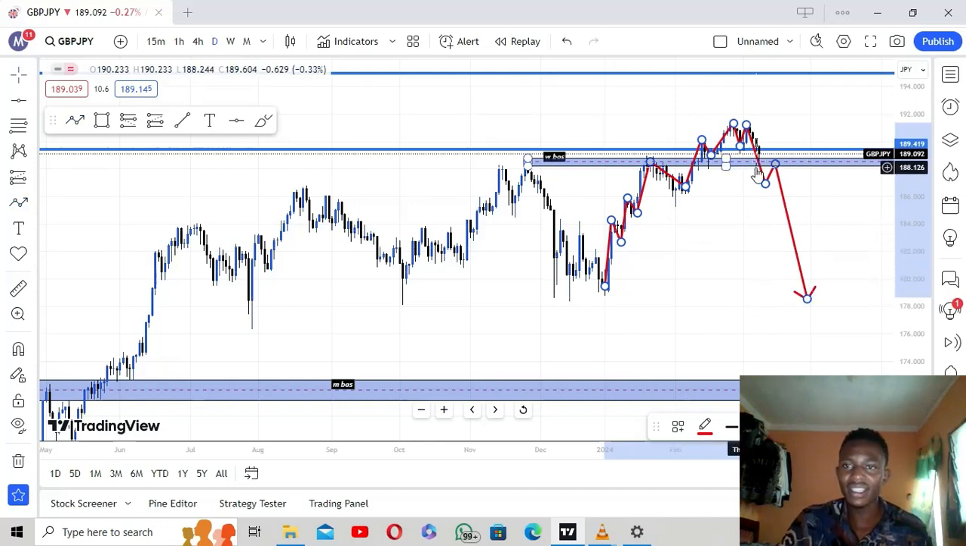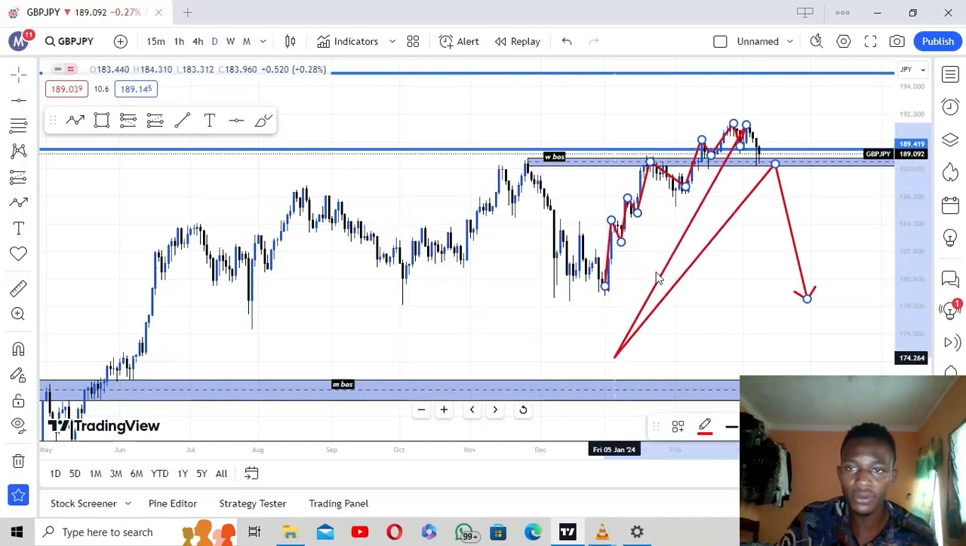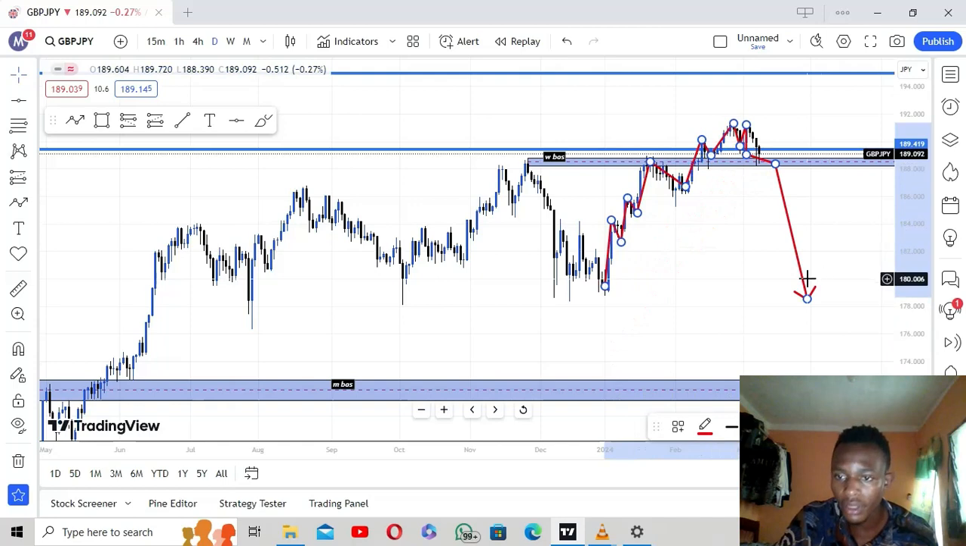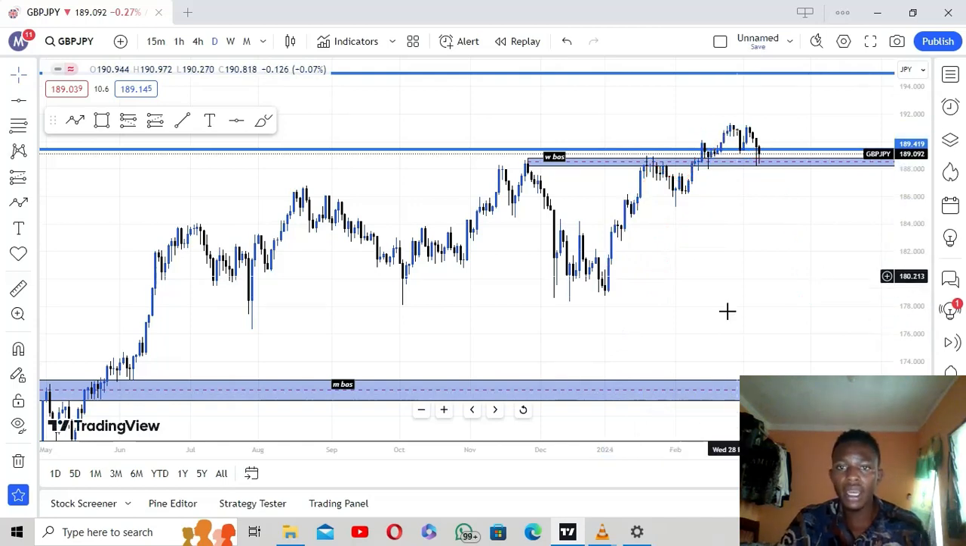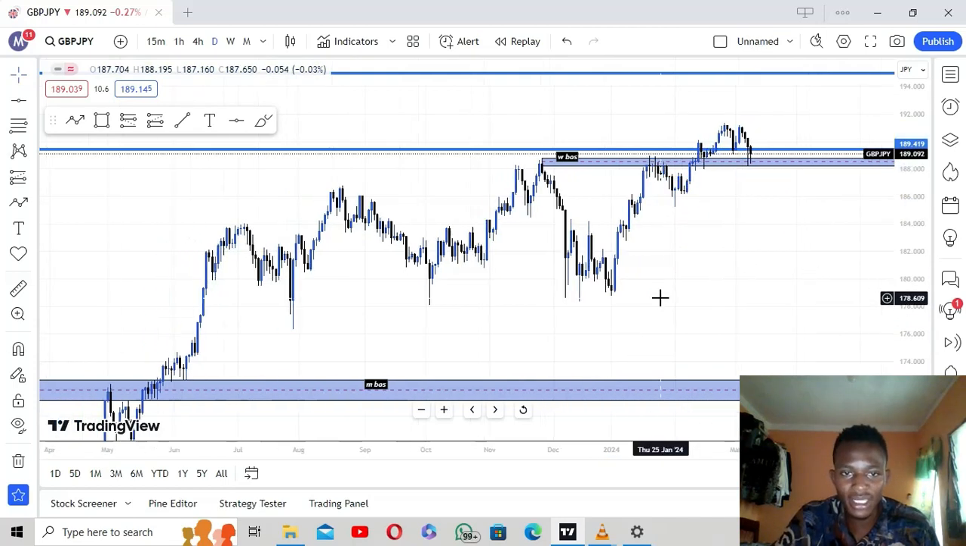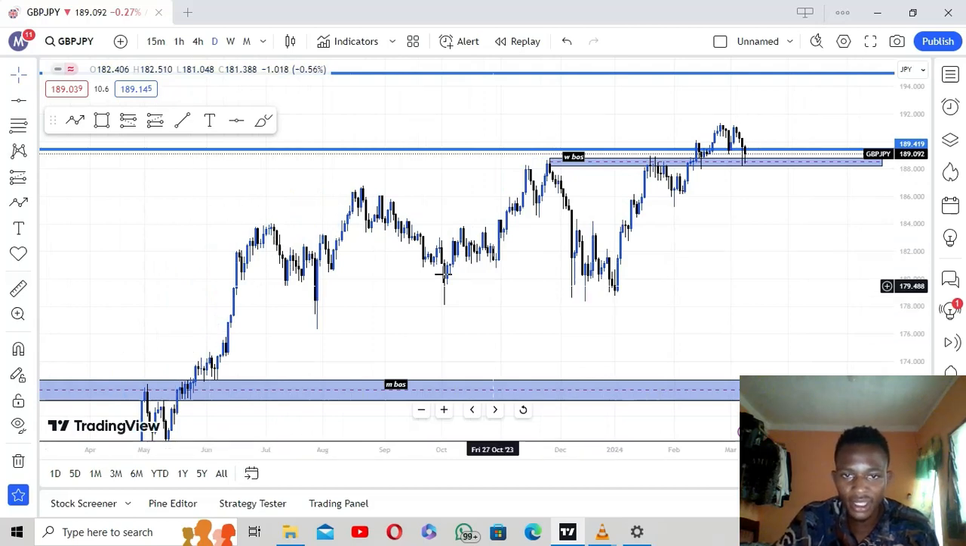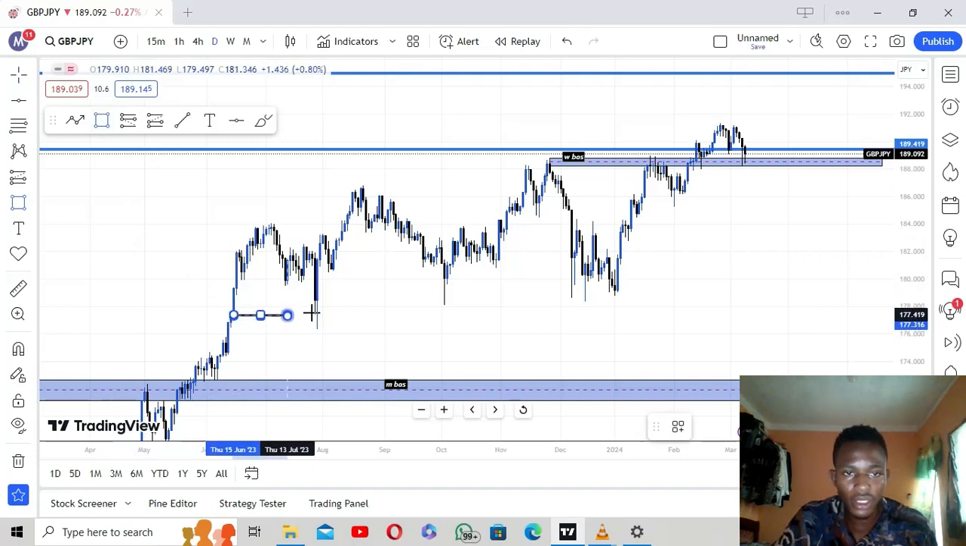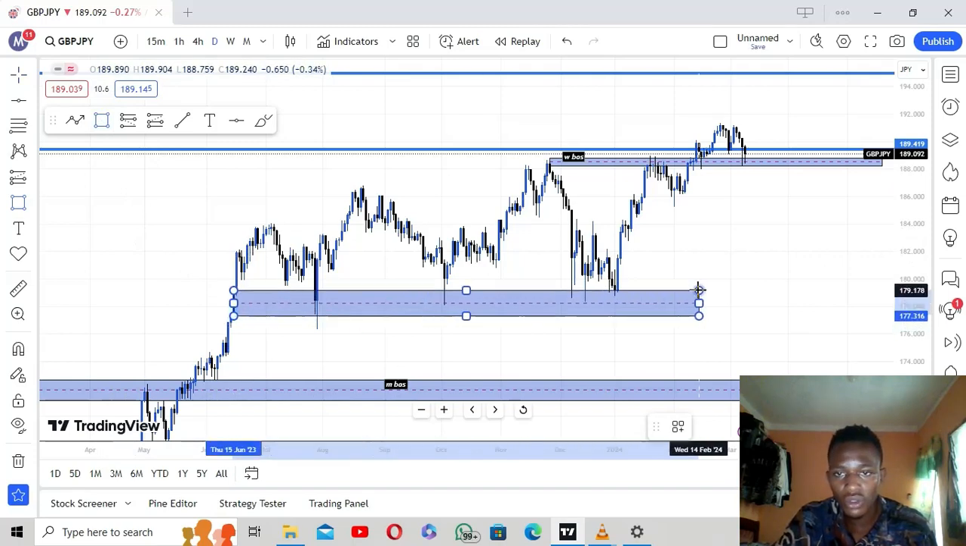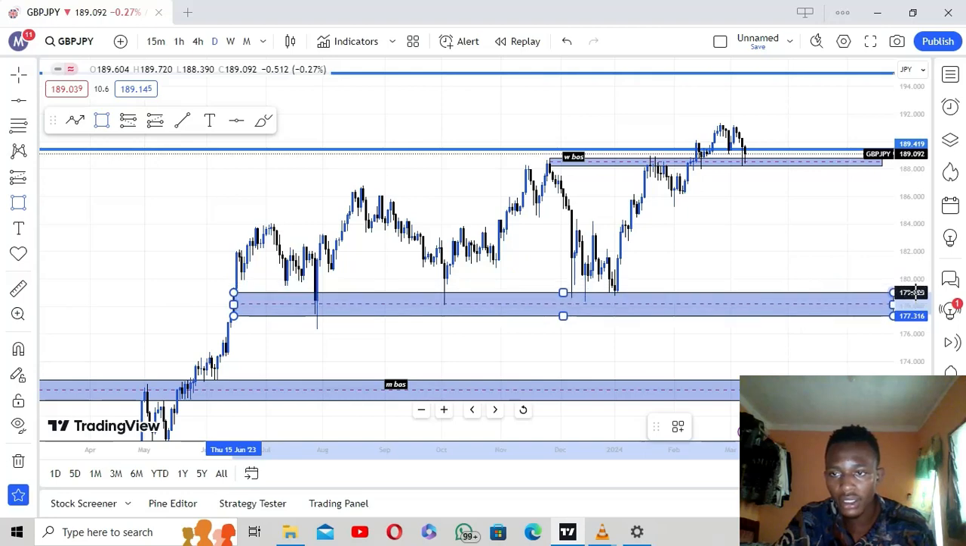But guys, remember, let me just clear this off. Now, guys, look at this. What you see here is a strong support area. That's a daily key zone. You see a strong support area here.